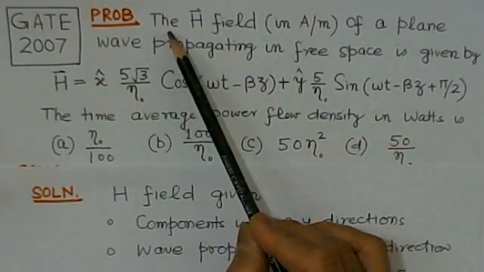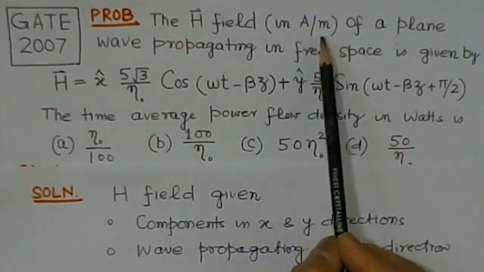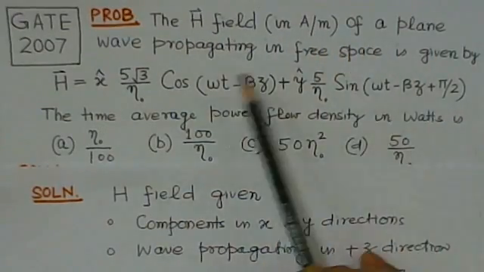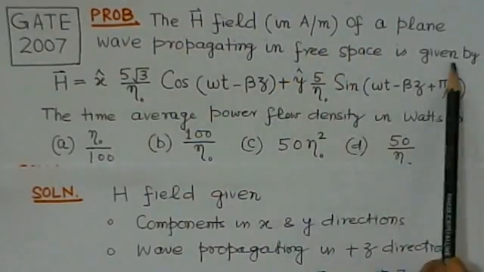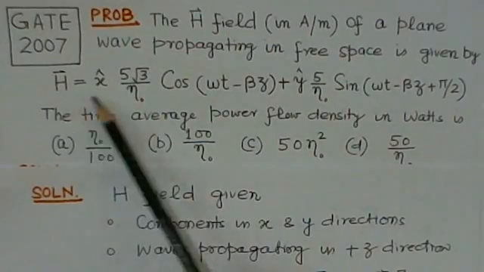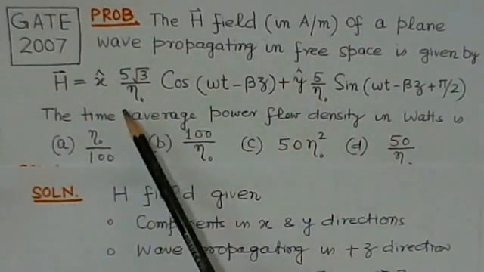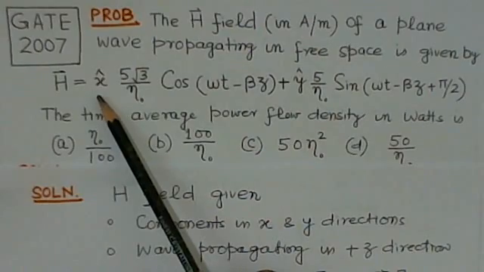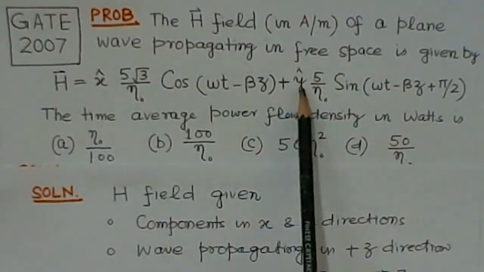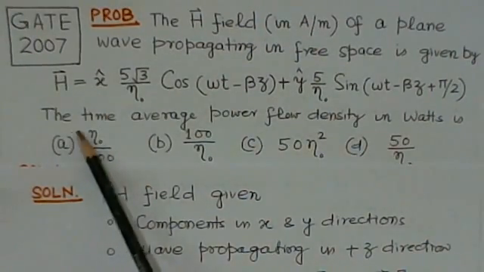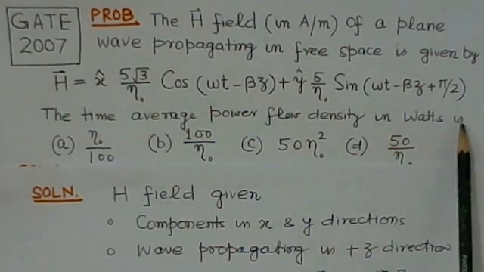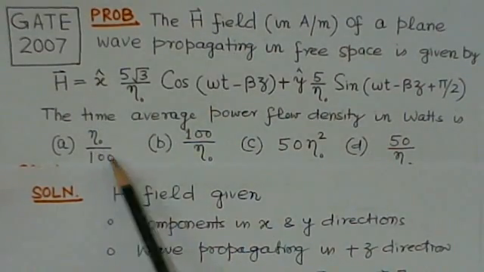Here the H field in amperes per meter of a plane wave propagating in free space is given by H. The magnetic field is given here, which has the components of X and Y directions. The time average power flow density in watts is, all these four options are given and you have to find out which is the appropriate option.